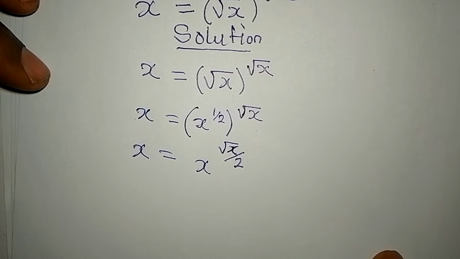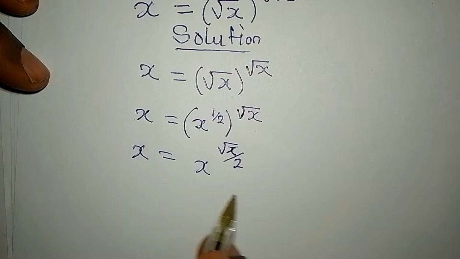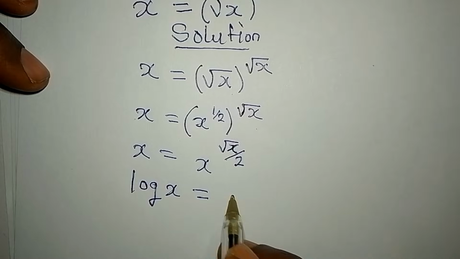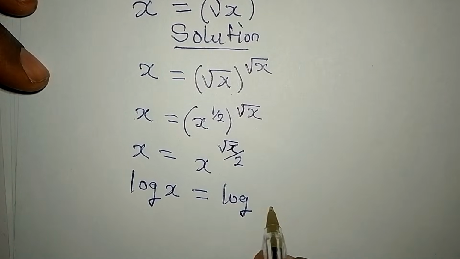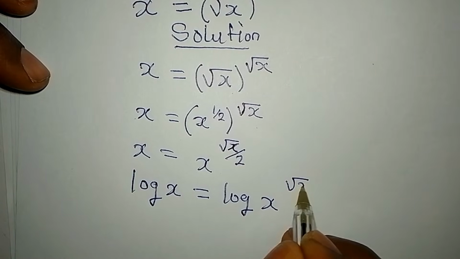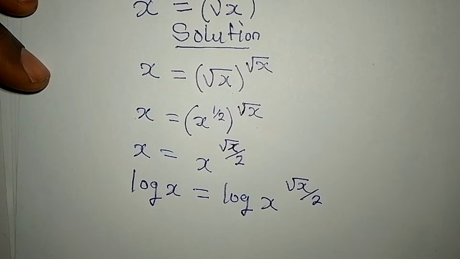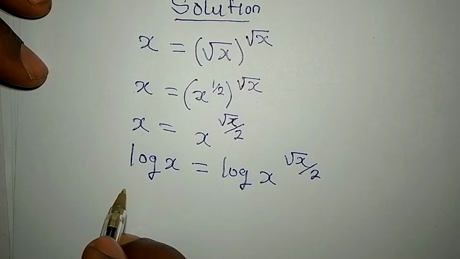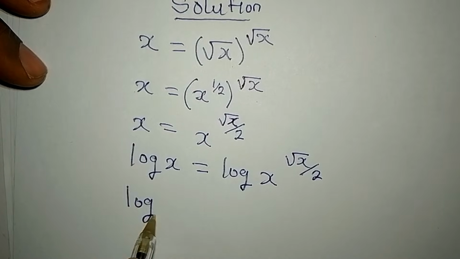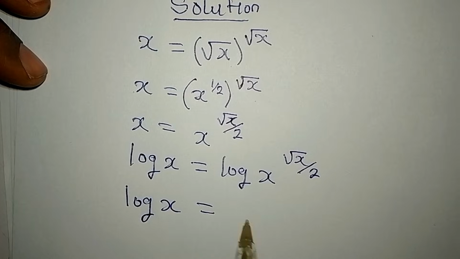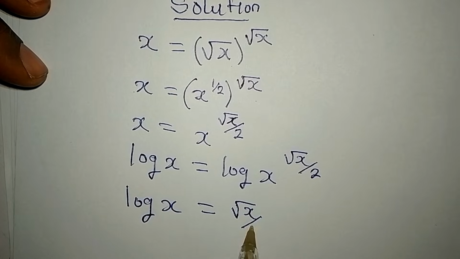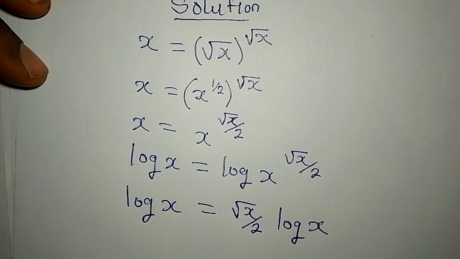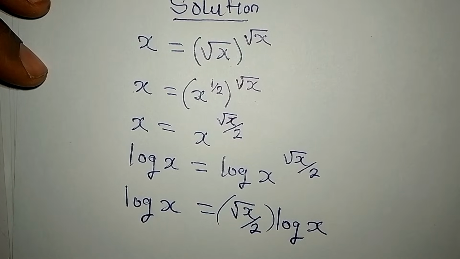And from here, we can take the log of both sides. So we have log x equal to log x to the power of root x over 2. Now, you know what happens to the power. The power can always go behind. So we have log x equal to square root of x over 2, then log x. Okay, if you want, you can have this in bracket.